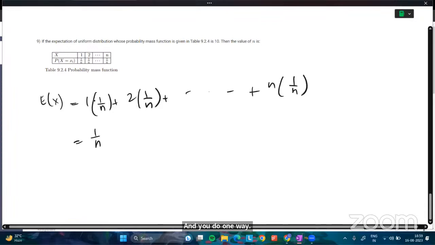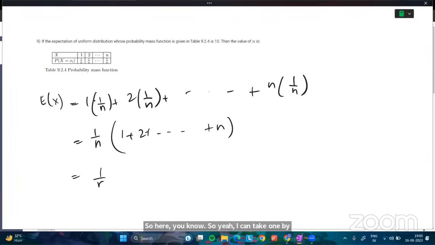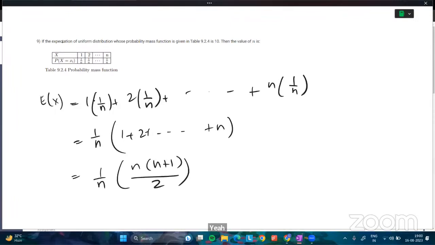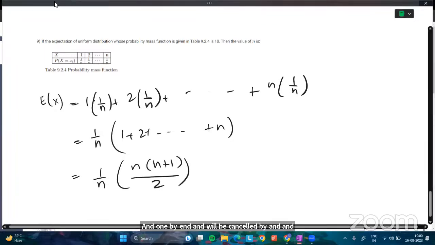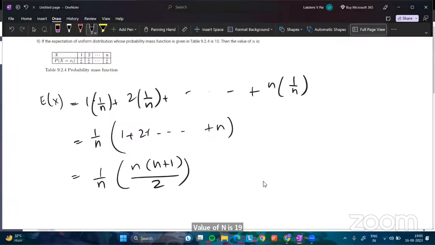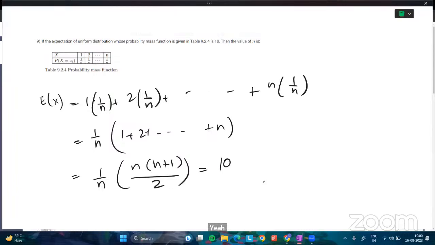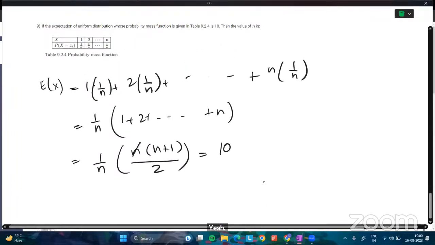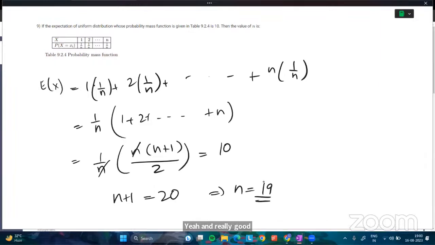So here we can take 1 by n common, and 1 plus 2 plus till n will be n into (n+1)/2 by the formula. And 1 by n, then n will be cancelled and (n+1)/2 will be remaining, right? The value is 19. So n will get cancelled out here, and we'll get n plus 1 equal to 20. Yeah, n will be equal to 19. That's good. Okay, ma'am. Got it. Thank you, ma'am.